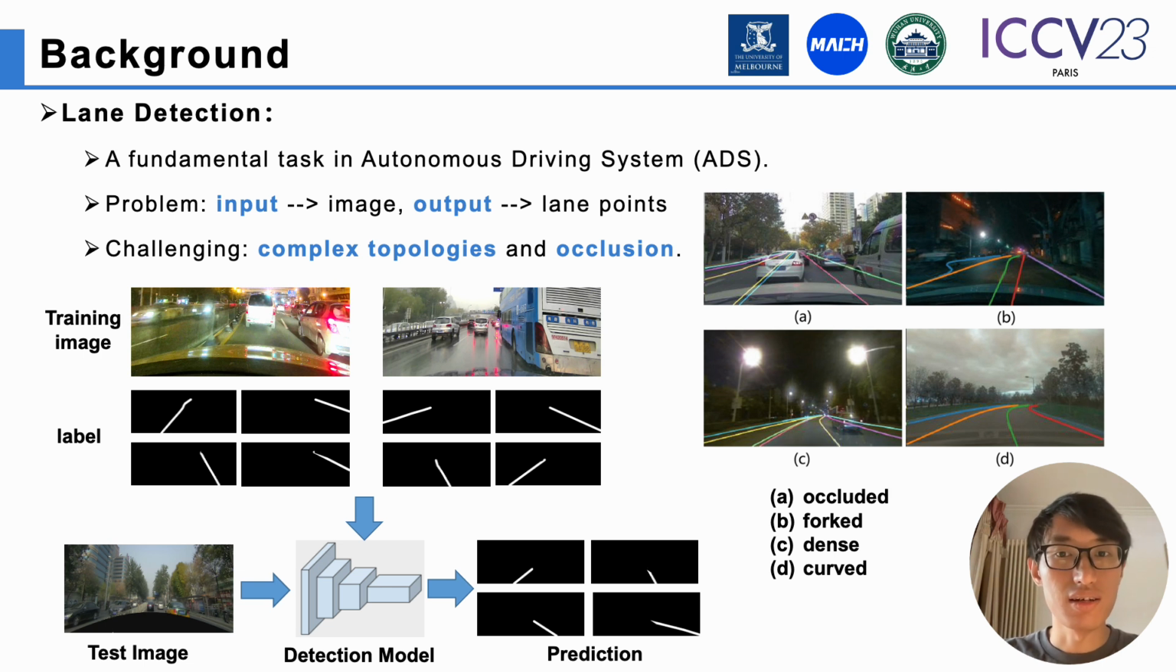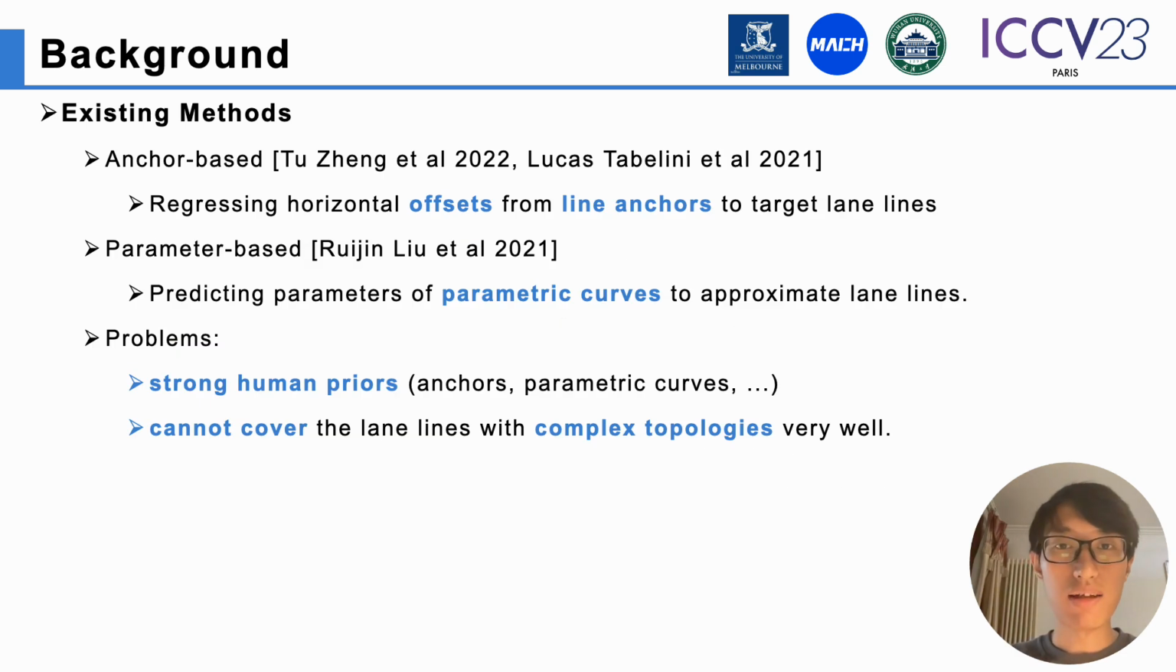Lane detection is a challenging problem, where the lane lines usually have complex topologies, such as curved, forked, and dense lane lines, and they are often blocked by vehicles and pedestrians. Existing methods usually rely on strong human priors to detect lane lines.